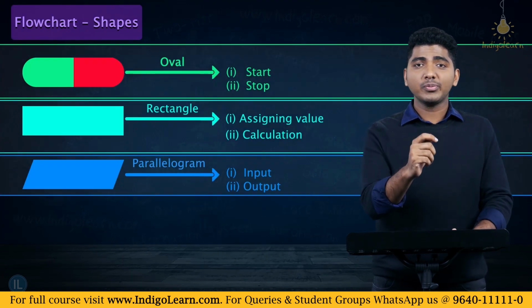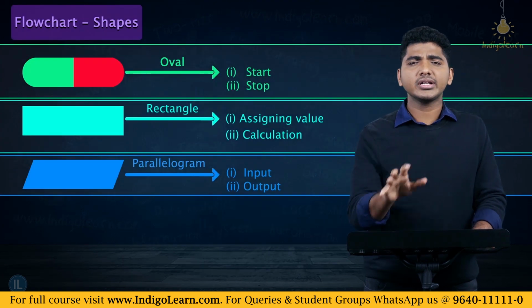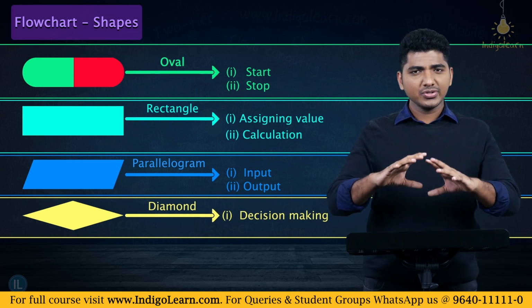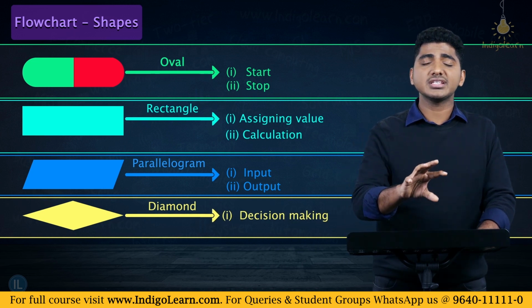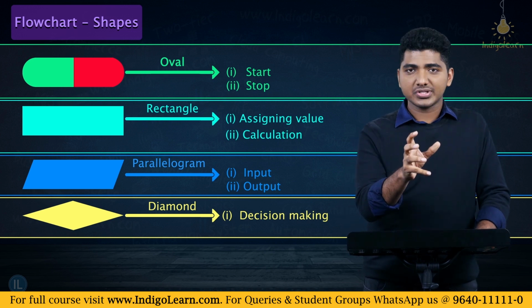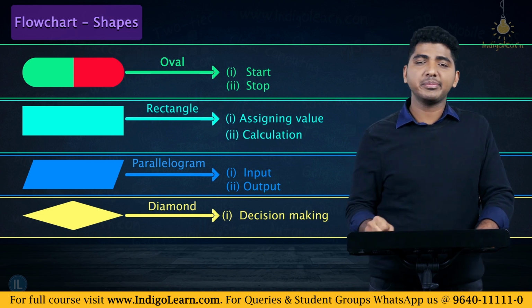Now we will discuss one more shape. This is the important shape, that is the diamond shape. So when do I use this particular diamond shape? I use this diamond shape whenever there is a decision making process.